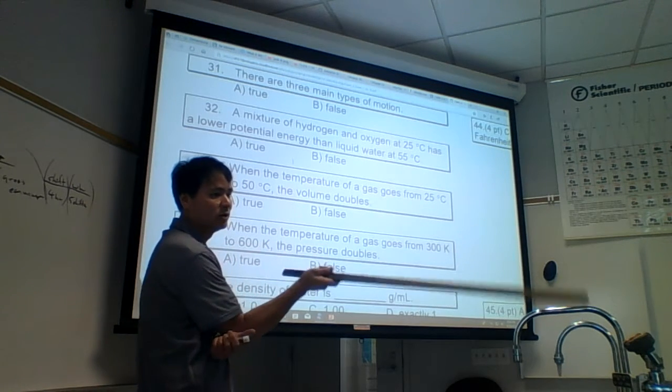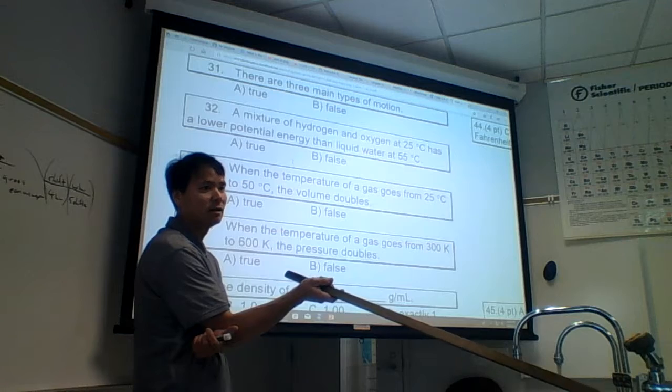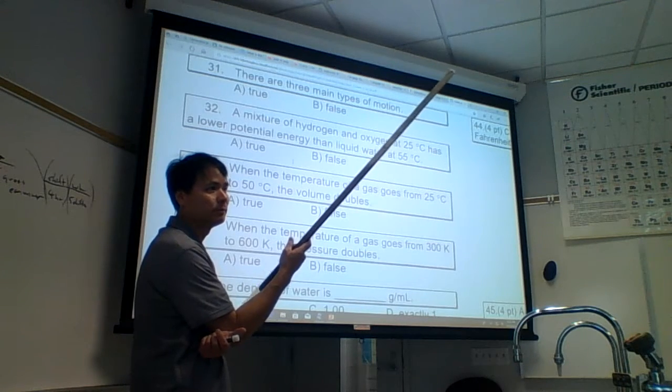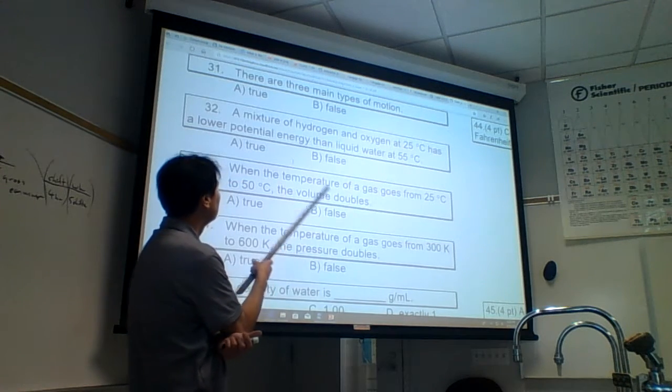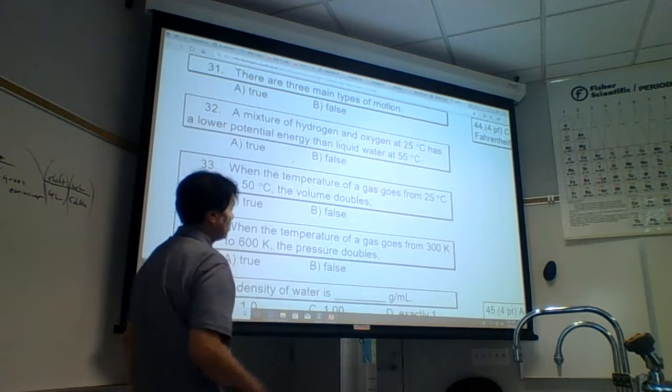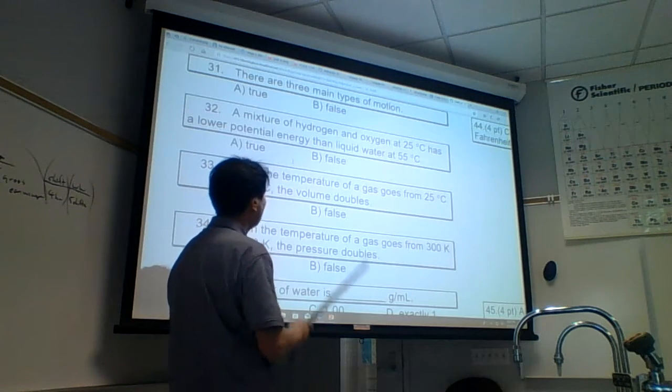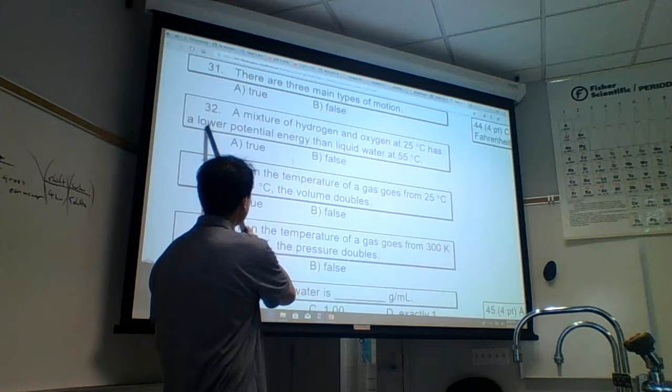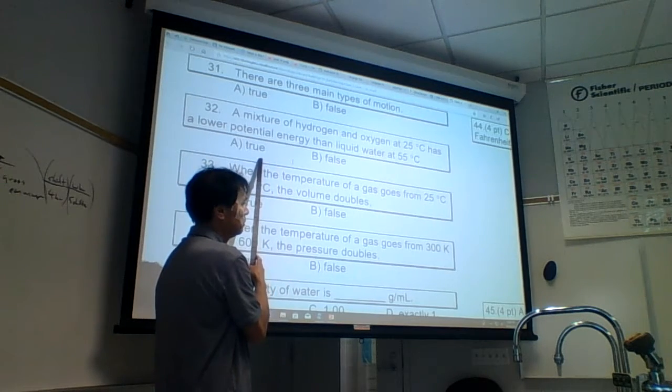Will water explode unexpectedly at level of 4-story apartment building? No. Hydrogen can. And so if I change this to a higher potential energy, it's true.